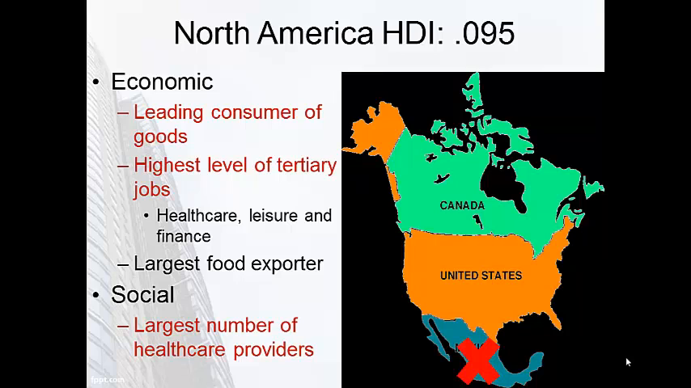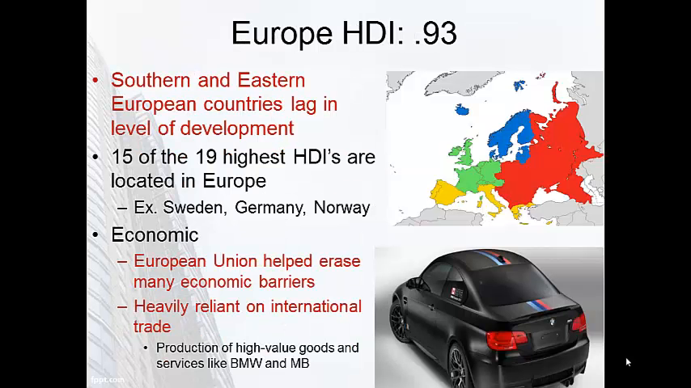So economically, the North America region, which by the way does not include Mexico in this HDI score, is a leading consumer of goods and has the highest level of tertiary jobs in the following fields: healthcare, leisure, like sports, let's say, and finance fields. We're also the largest food exporter, believe it or not. And on a social factor, people are living longer because we have the largest number of healthcare providers as well. Let's jump to Europe.